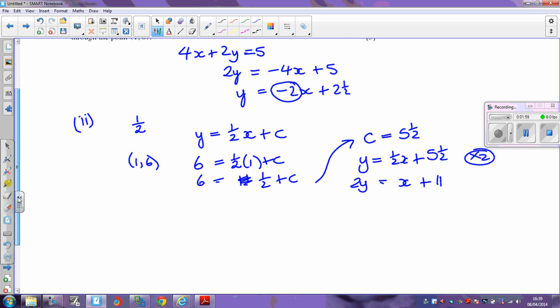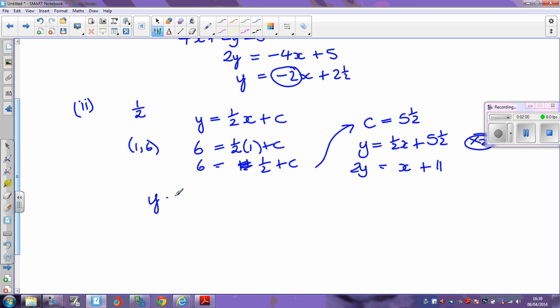An alternative way of doing that, we can also use the equation y minus y1 is equal to m times x minus x1. In this case, m is a half as before, and x1 and y1 are 1 and 6. So I can just write that y minus 6 is equal to half, that's the gradient, times x minus 1.